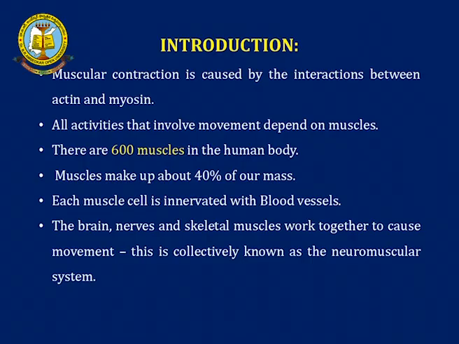There are about 600 muscles in the human body. All these together make about 40% of our body mass. Each muscle cell is innervated by the blood vessels and the brain, nerves and skeletal muscles. All these work together to cause movement, and this is collectively known as the neuromuscular system.